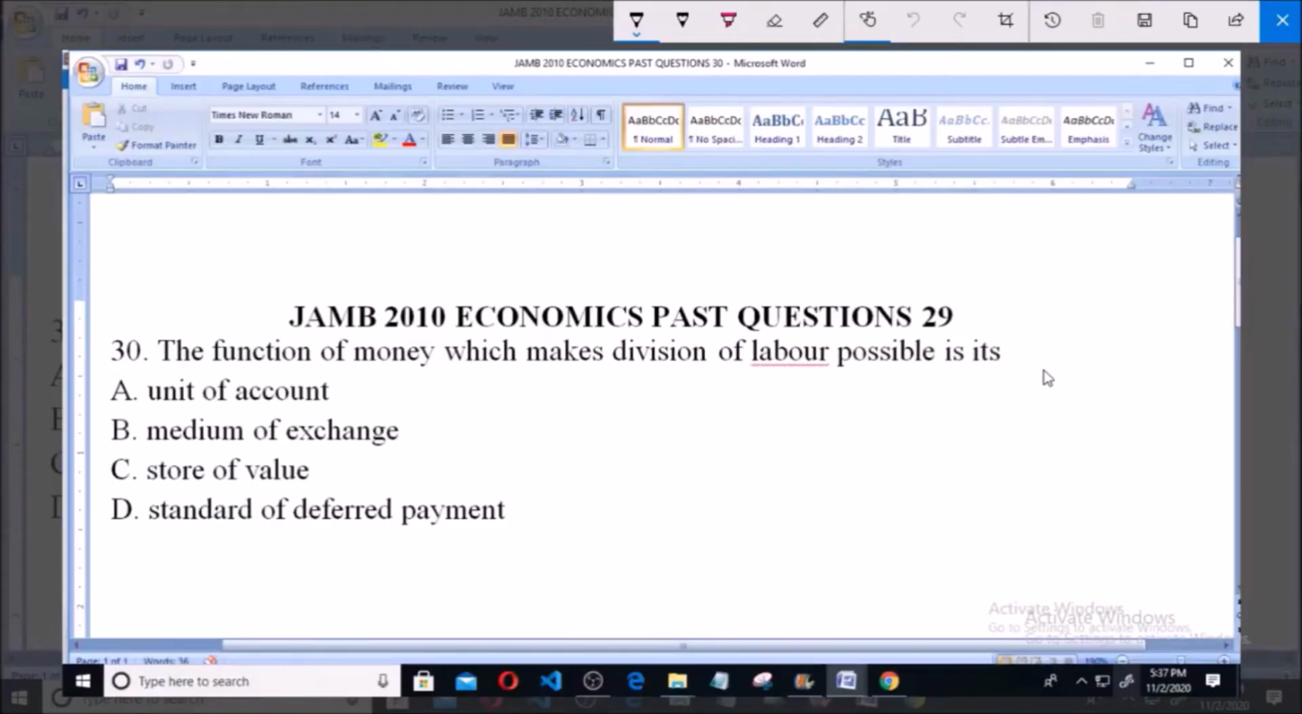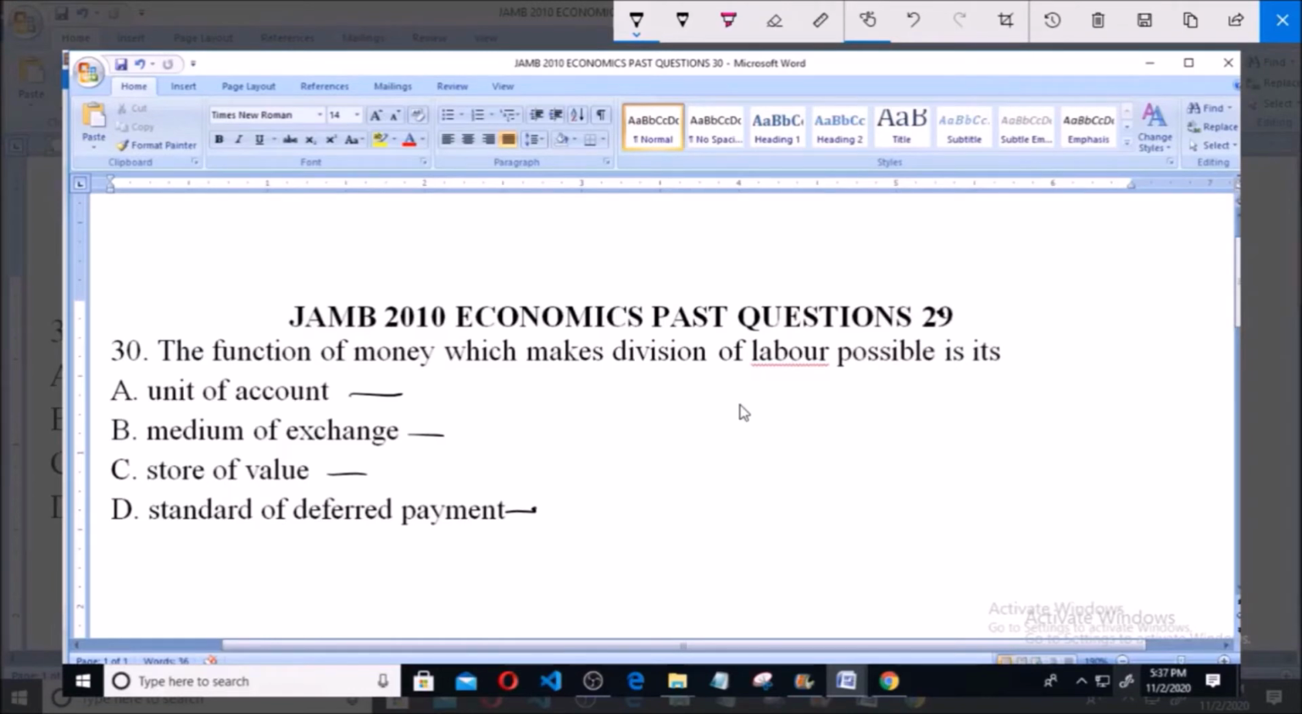Jamb 2010 Economics Past Question 30. Question 30 says, a function of money that makes division of labor possible. Is it A, units of account, B, medium of exchange, C, store of value, D, standard of deferred payments.